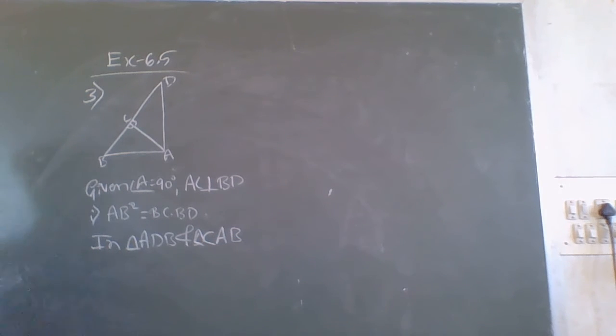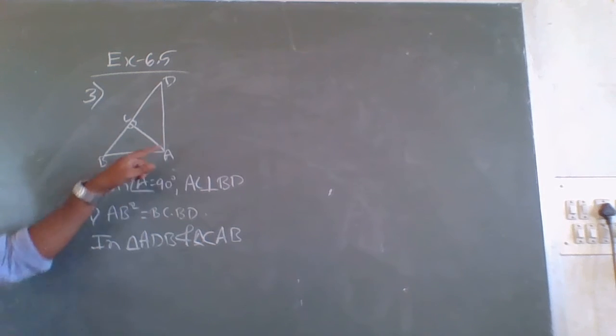Now we have to prove these two triangles are similar. If these two triangles are similar, then we know that in similar triangles corresponding sides are proportional. Therefore we can write AB by BC is equal to BD by AB, and when you cross multiply you will get AB square is equal to BC into BD. So first we have to prove these two triangles are similar.